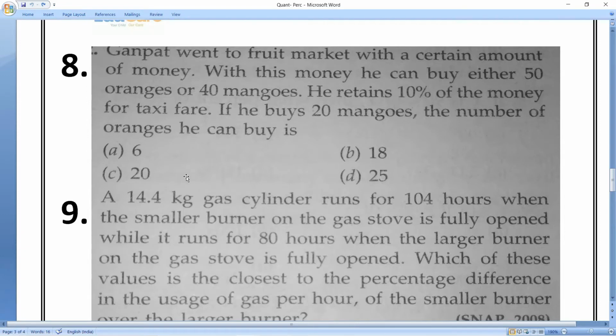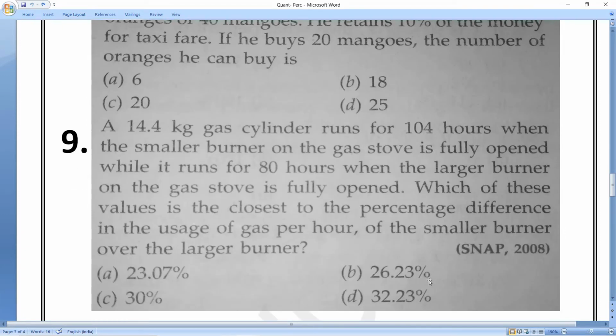Okay. Now a 14.4 kg cylinder runs for 104 hours when the smaller burner on the gas stove is fully opened, while it runs for 80 hours when the larger burner on the gas stove is fully opened. Which of these values is the closest to the percentage difference in the usage of gas per hour of the small burner over the larger burner? So what it is saying is a gas cylinder runs for 104 hours when the smaller burner is on, and for 80 hours when the larger burner is on. What is the weight of the gas cylinder we have? It is 14.4 kgs.